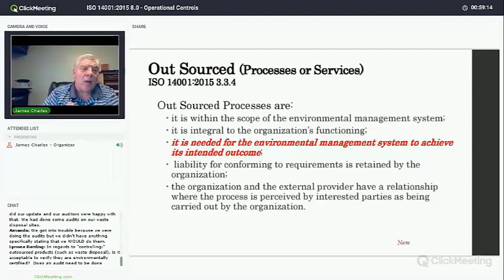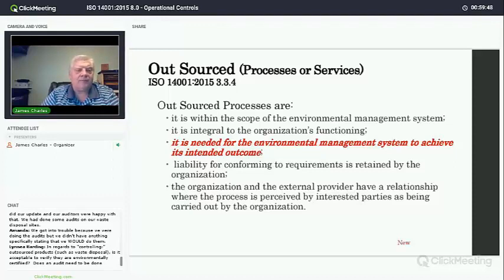So that particular interested party is probably your customer. They perceive that the painting and the waste disposal and the janitorial services are all part of your organization. So there is a perception that that is part of what they're purchasing. So when you try to start to whittle down what's an outsourced process or service or not, hopefully this definition will help.